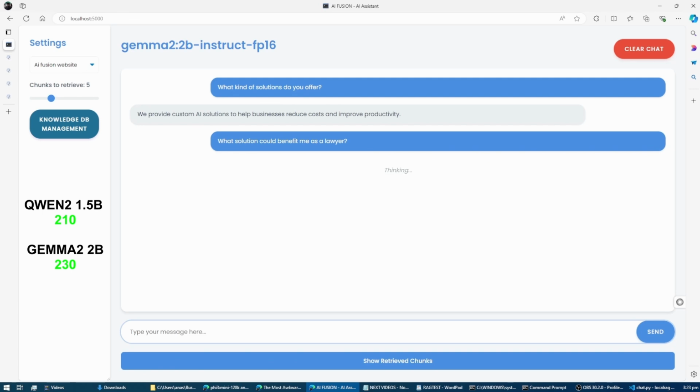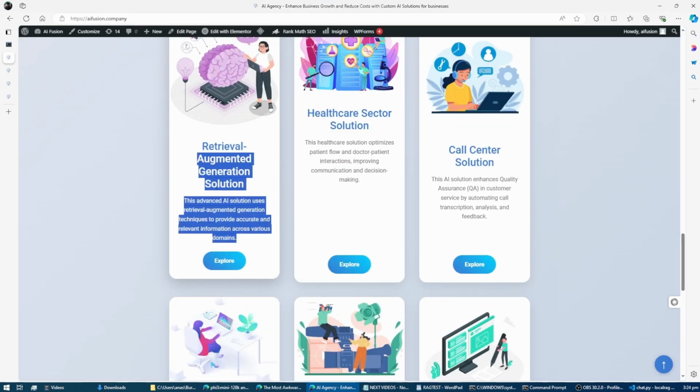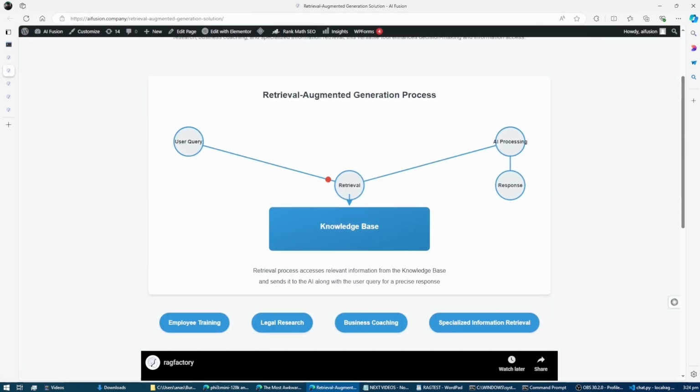Now, let's check Gemma 2. This time, Gemma 2 delivers the correct answer, identifying that the most relevant solution is our Retrieval Augmented Generation, RAG system, which is great for legal research. Full points for Gemma 2 on this one.